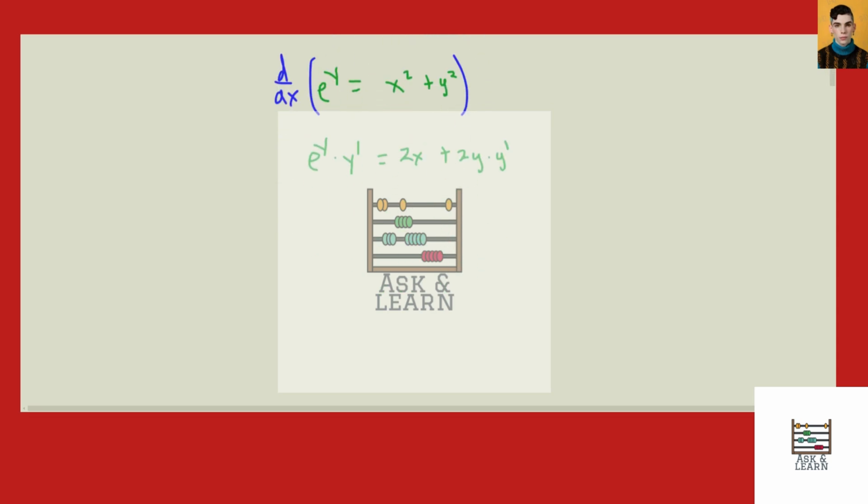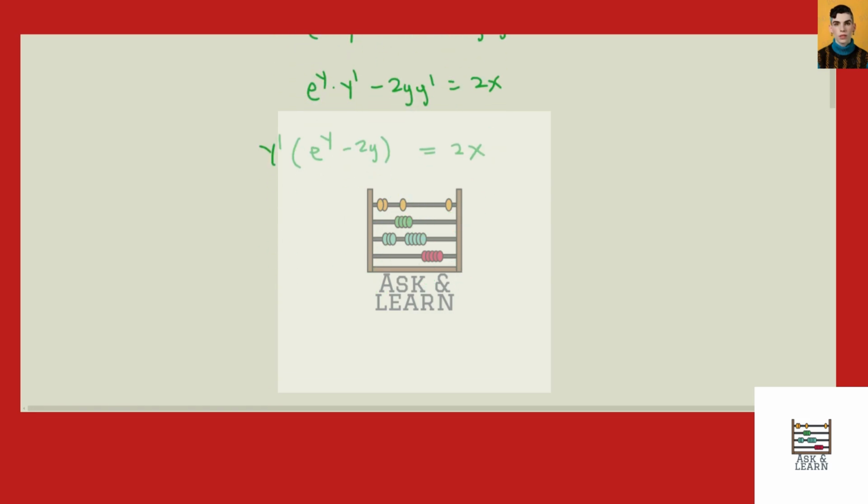And now we can go ahead and get our y primes on the same side. So I'm going to subtract this over. So it would be e to the y times y prime minus 2y y prime is equal to 2x. Then we can factor out the y prime, so we get y prime times e to the y minus 2y is equal to 2x. Then we can go ahead and divide this over. So we'd end up with y prime is equal to 2x over e to the y minus 2y.